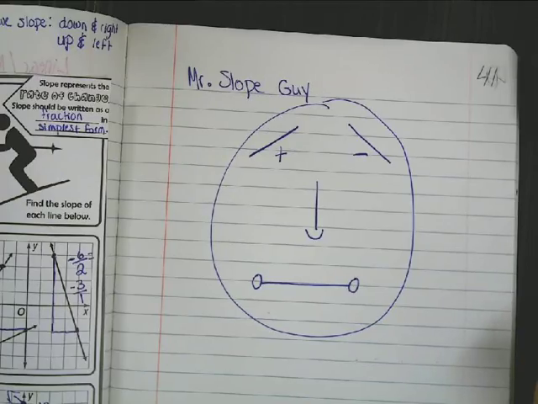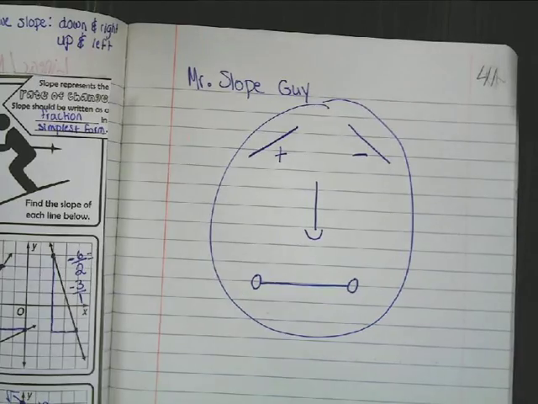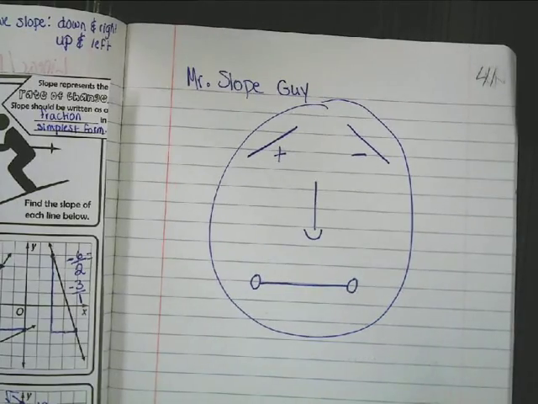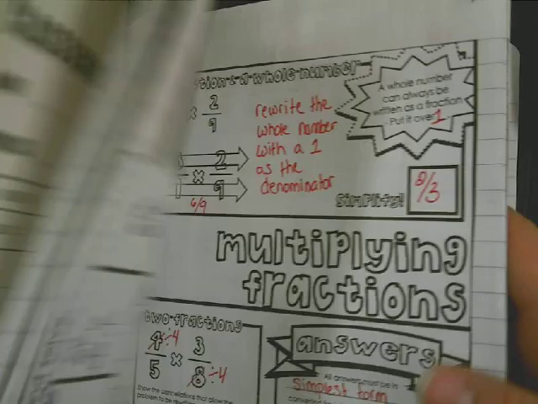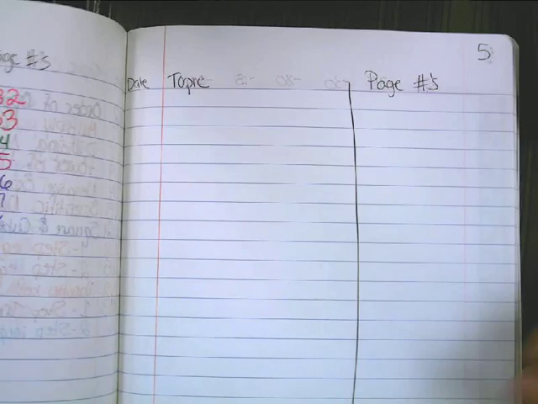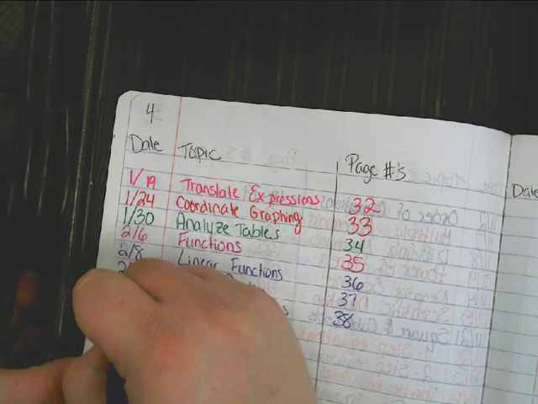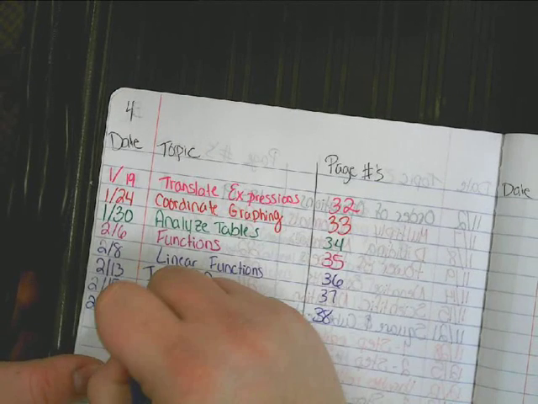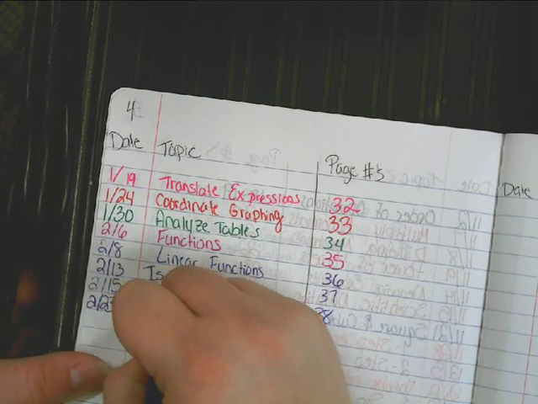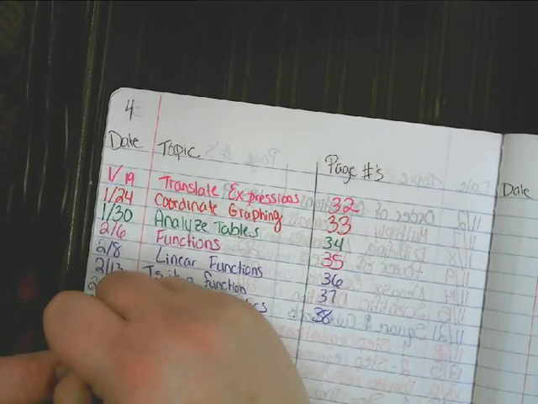Okay, in your table of contents, you're going to fill out 2 different ones for today's date. So today is 2/23. So the first one you're going to fill out is for slope, and then the second one is for Mr. Slope Guy. That way you can always go right to that page when you need to.